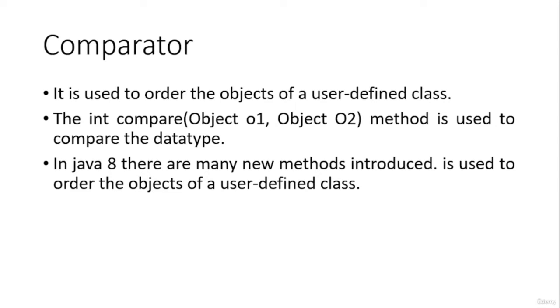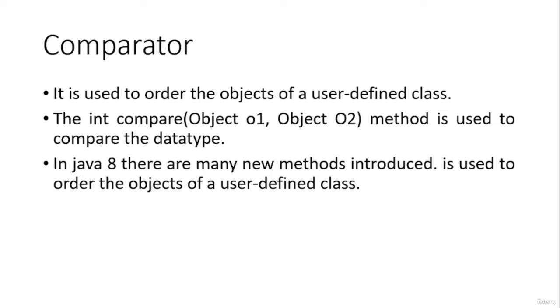Another advantage is that if the source code of the class is not available to modify, you can use the Comparator interface to sort that class, because it implements the sorting logic outside of the class. With Comparable you have to write the logic inside the class, but with Comparator you write an additional class.